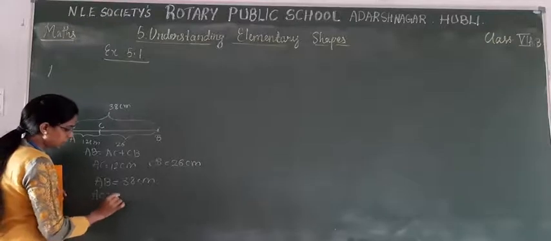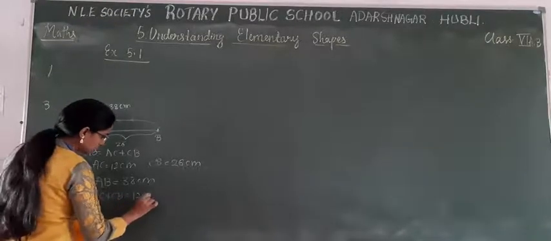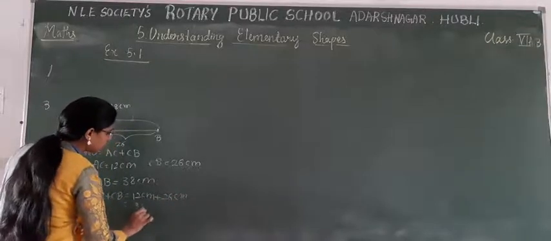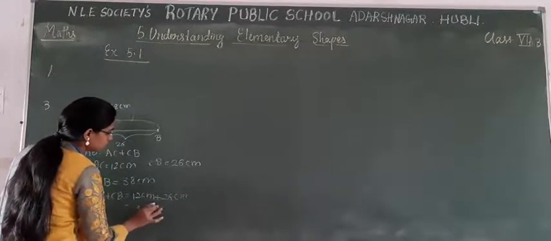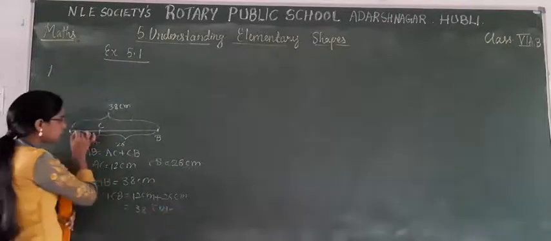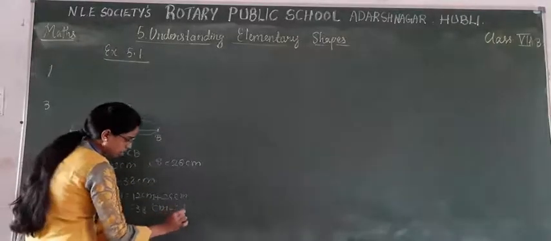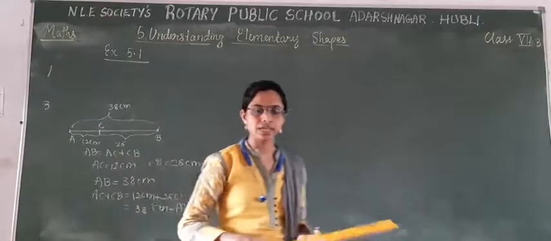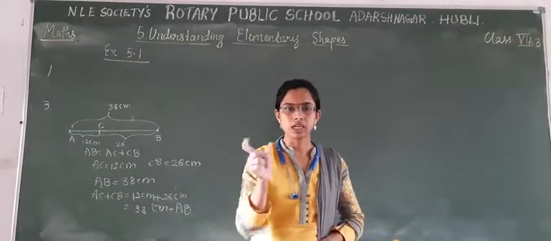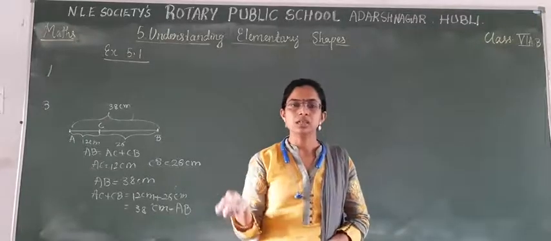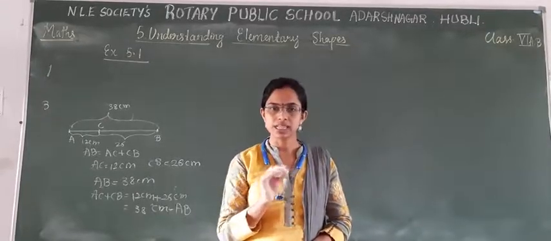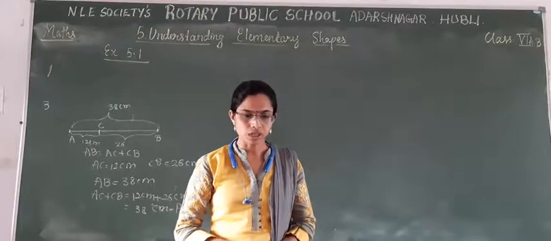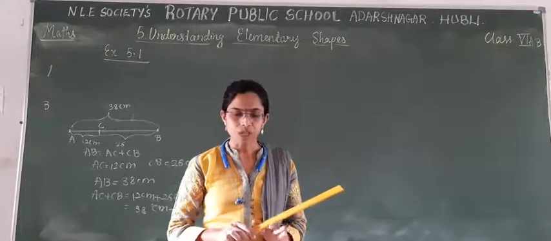AC plus CB is equal to 12 centimeter plus 26 centimeter, which is equal to 38 centimeter, which in turn is AB. So hence, when you draw a line and take any point and measure each part separately, the line segment has the same measure. Okay, we'll move to question number 4.